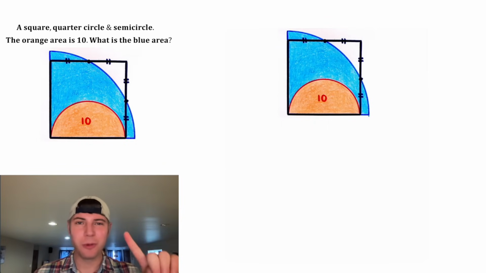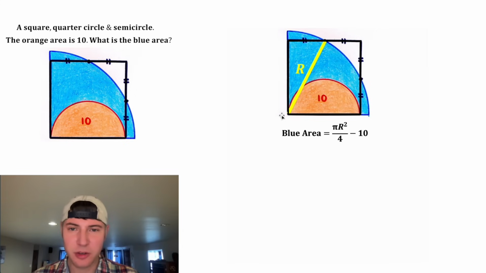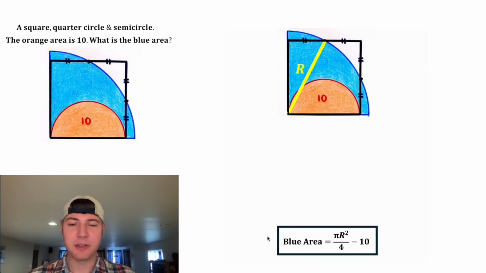First, let's connect this radius of the quarter circle, and let's call it capital R. The blue area is going to be equal to this quarter circle minus this semicircle. So the quarter circle will be pi r squared divided by 4, and then we'll subtract the semicircle of 10. And this looks important. Let's put a box around it.